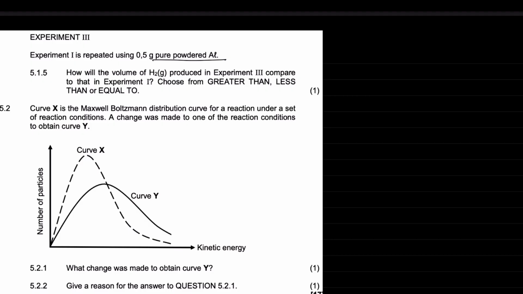Okay, so again, they're trying to trick us. The examiners are trying to trick us. So the state of division will affect the rate, but it will not affect the amount of product that's formed. Because remember, the mass is still the same. So using powdered aluminium isn't going to make more H2 form. Rather, it's just going to increase the time at which it forms. So it's going to increase the rate. Okay, so the answer here is equal to.